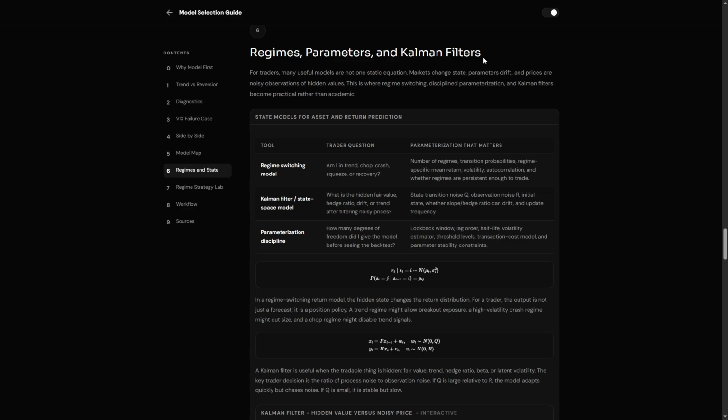Two things break static models: regime changes and parameter drift. The Kalman filter handles the second, regime switching handles the first. For the Kalman filter, the key thing you're tuning is the Q over R ratio, process noise to observation noise. With a high Q/R ratio the filter adapts fast but chases noise. With a low Q/R ratio it's stable but too slow to respond to structural breaks. It may sound complex, but once I show you the visualization, it will become much clearer.